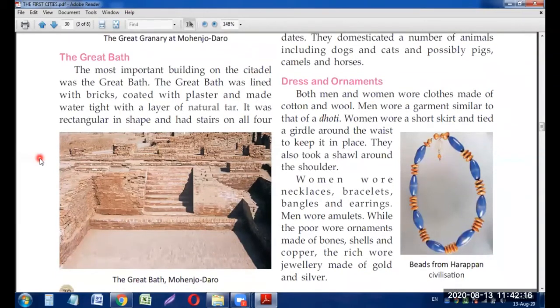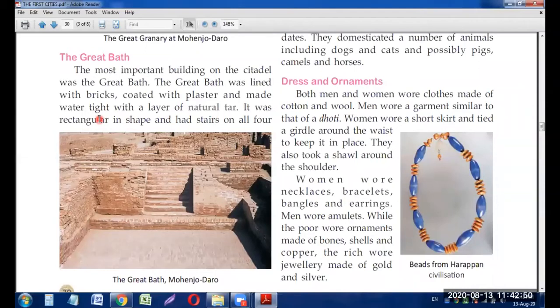The Great Bath was lined with bricks. As you can see here, the bricks are lined in the Great Bath. The Great Bath was lined with bricks and coated with plaster. We also have plaster in our homes. So they had a plaster system on the bricks too. After laying down the bricks, they coated them with plaster and made them watertight so that the water could not pass through those bricks.